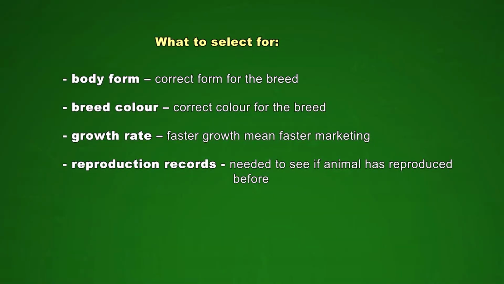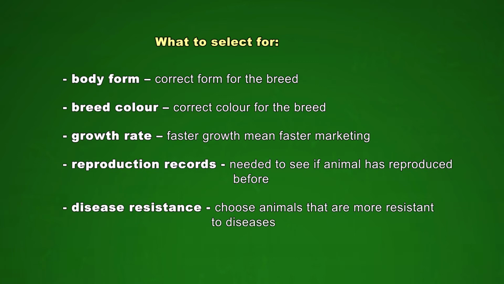Reproduction records. Farmers choose animals that have previously reproduced successfully. Disease resistance. Choose animals that are healthy and able to resist diseases easily.